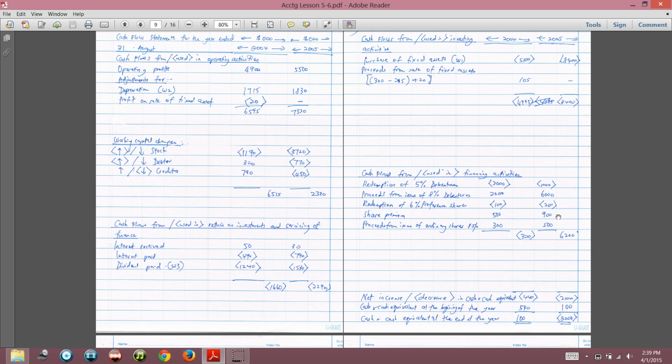Share premium means the excess of the ordinary share issue in excess of par value will go to the share premium account. Okay, proceeds on issue of ordinary share at $5. So it increased, so the increase we put inside here. So this is money coming in. Okay, so we got all the financing activities done.